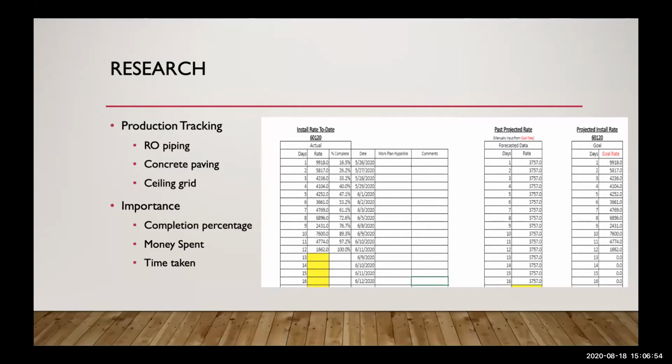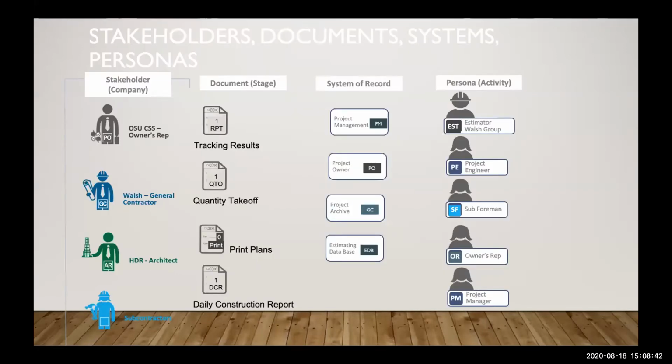And here to the right is the final Excel form. So, some of the stakeholders, document systems, and personas: there'd be the architect, which would be HDR, and then numerous different subcontractors. The different stages of documents, we had the final tracking results, which you saw on slide 2. That's kind of in an Excel format.